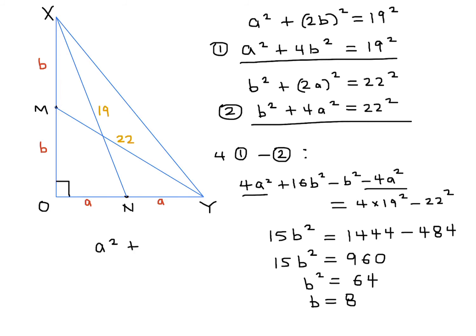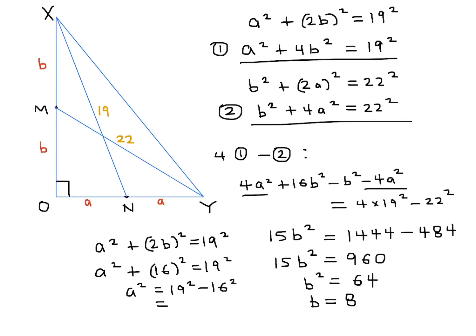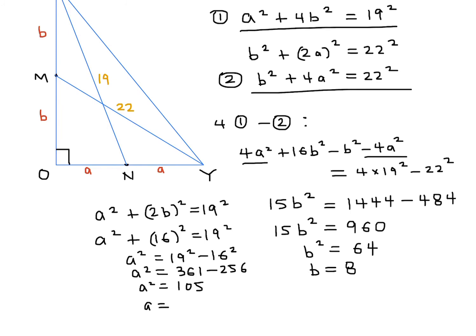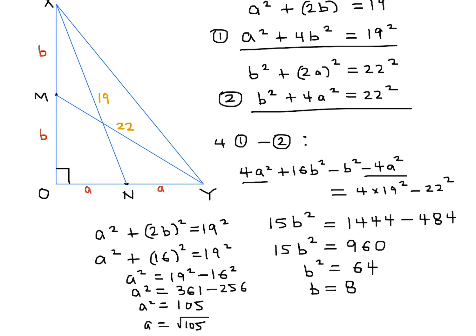A squared plus 2B squared is equal to 19 squared, like that. So A squared plus 16 squared is equal to 19 squared. So A squared equals 19 squared minus 16 squared. And this is 361 minus 256, A squared. A squared therefore is equal to 105. And therefore A is the square root of 105. Okay? So then now we can easily figure out XY, because we have A and B.